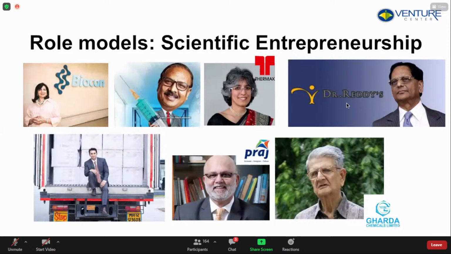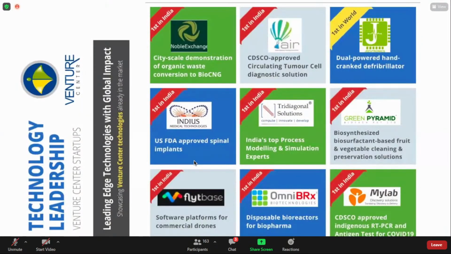So these are all possibilities for each of you in the audience, and each of you, I want to encourage you to consider those options. But by the way, those are big names. What about the emerging big names, right? So this is a slide of emerging entrepreneurs from Pune, from the Venture Center ecosystem.